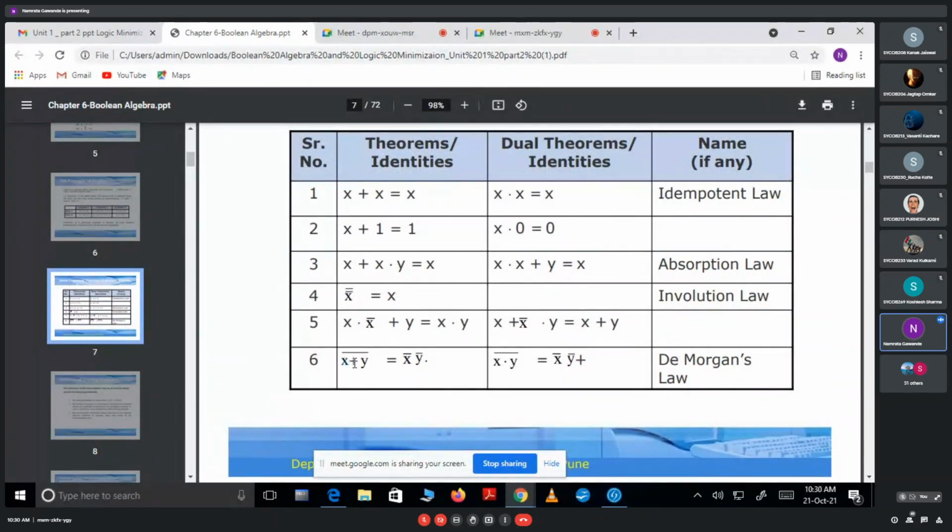If you want to minimize a logic equation, any particular equation, using Boolean algebra, then De Morgan's law is used. What is De Morgan's law? Here you can see, De Morgan's law always states that (x plus y) bar equals x bar dot y bar. This dot should be in between, and this plus should be in between. What is the meaning of that? The complement of the product.